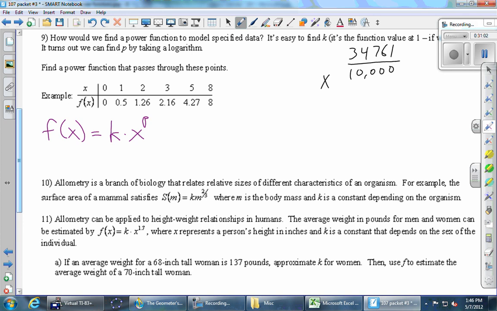Okay, let's first take a look at the first point, 0, 0. Is that comforting? Yeah. Is it helpful? No. We knew it was going to hit 0, 0 if it's a power function, probably. So thanks for nothing. Confirm something we already knew. Doesn't help you find K or P.